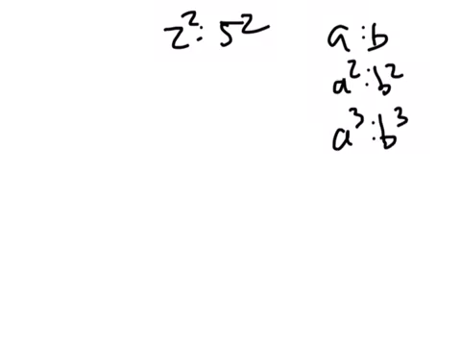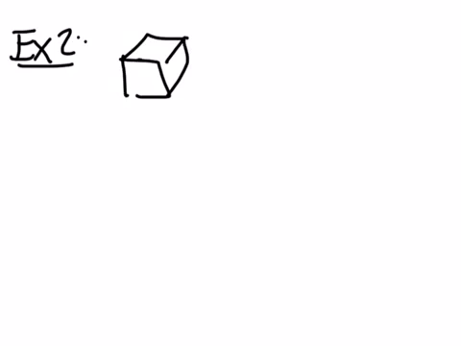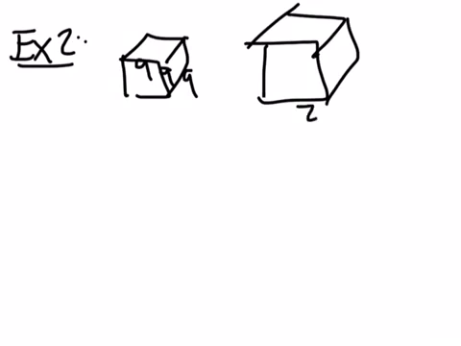Okay, so let's try some examples. So example 2, you have 2 cubes. They have side lengths of 9 and 21. Now it's cubes, they're all going to be the same. If you want to make a picture, you can. 9, 9, 9. A bigger one with 21 for all of these. Find the ratio of the volumes.